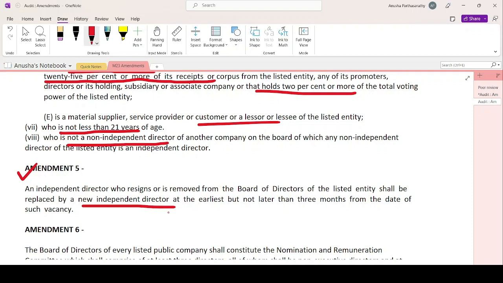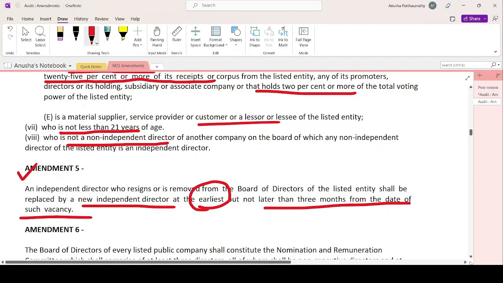An independent director who resigns or is removed from the board of directors of a listed entity shall be replaced by a new independent director at the earliest, but not later than 3 months from the date of such vacancy. 3 months from the date of such vacancy is again an important MCQ.